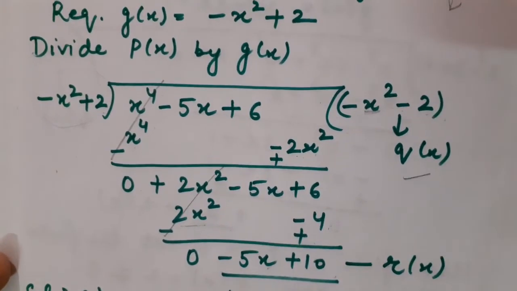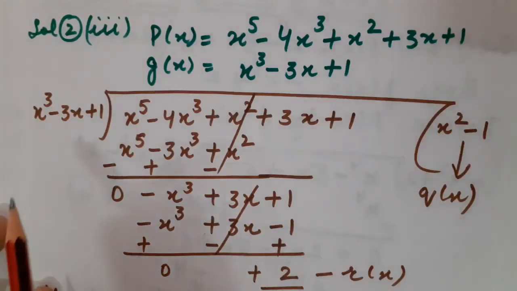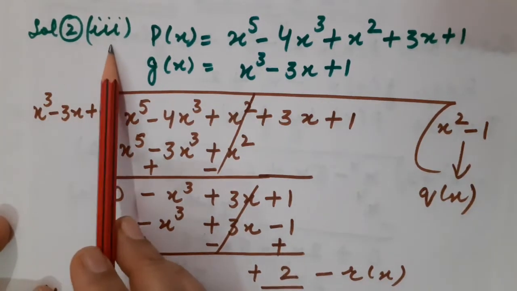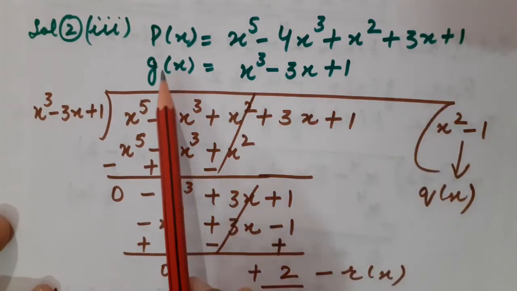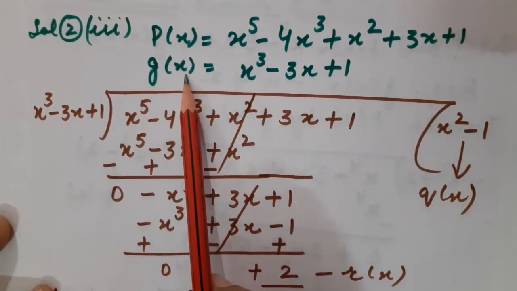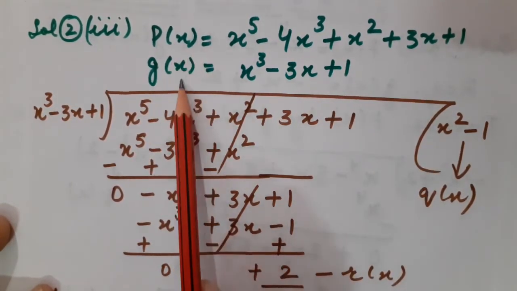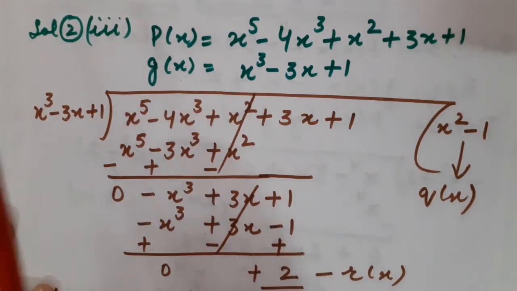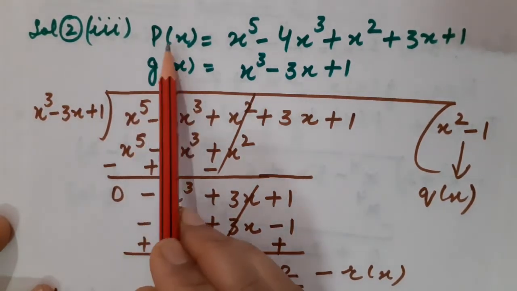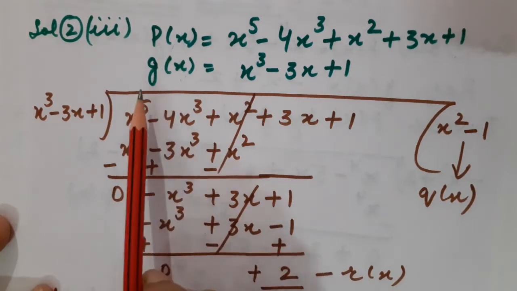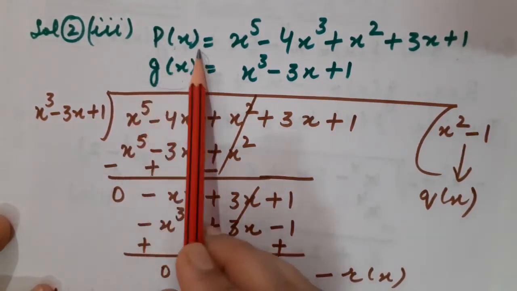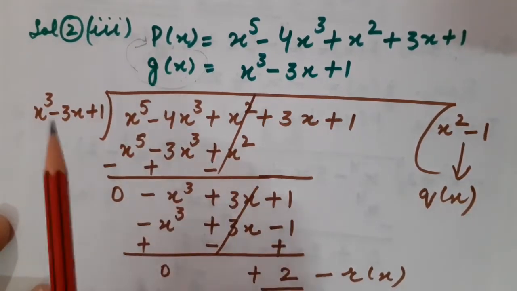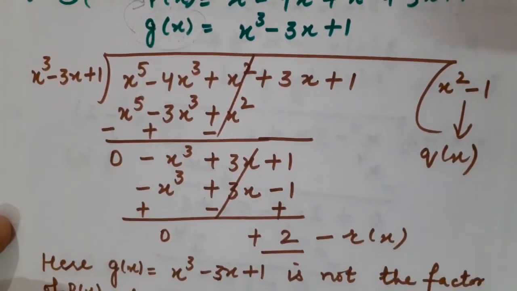No doubt? Okay. Now children, I am going to take second question, third part. Again you will be having a polynomial in x given, and you will be having another polynomial also given. You have to divide px by gx, and in this question you have to just tell whether gx is a factor of px or not. For that, you know, if remainder is equal to 0, so we can say that gx is a factor of px, otherwise not.